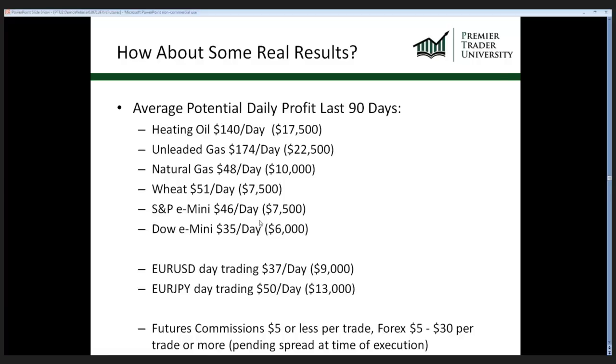So look at the worst case on the Dow. It's a very similar dollar per day, but you need almost 50% less of the size of the account. So which one has the better ROI? Euro Yen, $50 a day. All right, that's better. But compare that to wheat, which is $51 per day. You only need $7,500 to be conservative. On the Euro Yen, you need $13,000 to be conservative. And this is assuming trading a standard lot to get to that average dollar size.